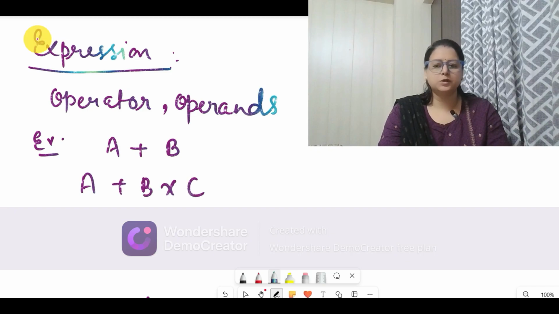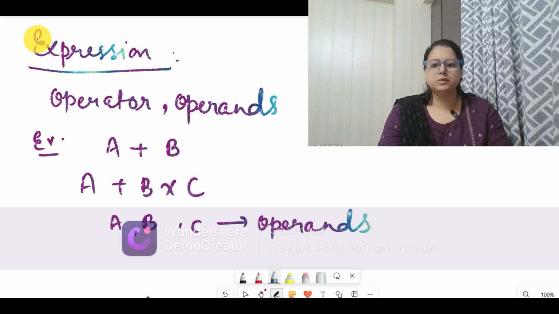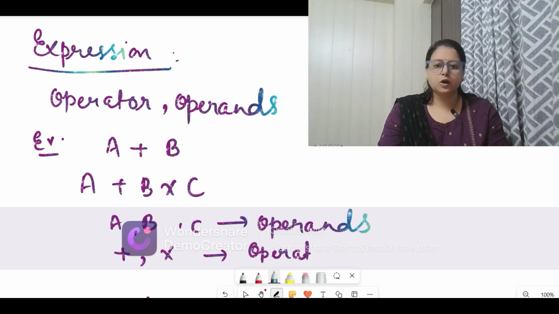This is also an expression because here also A, B and C are the operands, because on these three values or variables the operation will be performed, and here we are using two operators, plus and multiplication. These are the operators, they will perform the operations. So we can define expression as a combination of operator and operands. When we are writing operators and operands together for any calculation purpose, that becomes an expression.